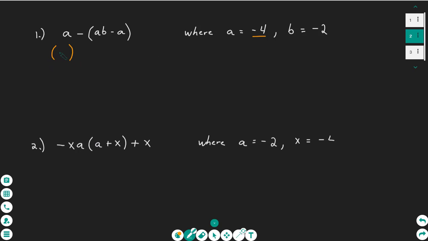So A is a -4, so I will place that in the set. Now I'll bring down the next symbol, which is a minus sign, a negative sign. I'm just going to bring that down. I'm not going to change it. Just leave it the way it is.